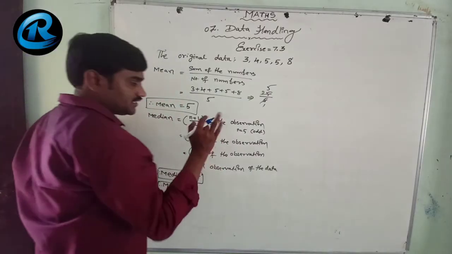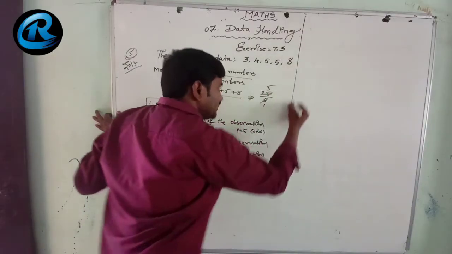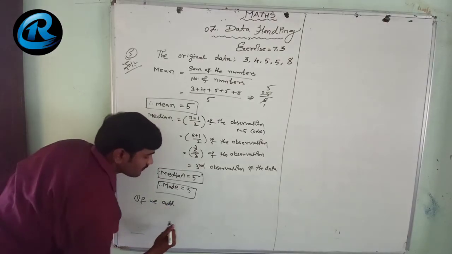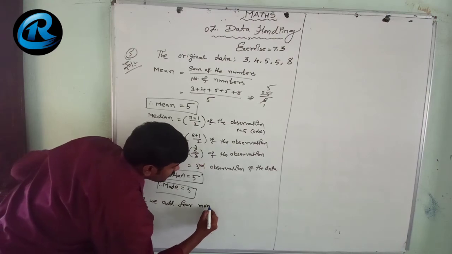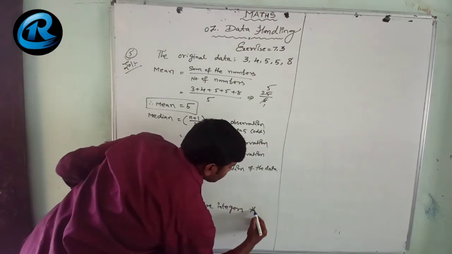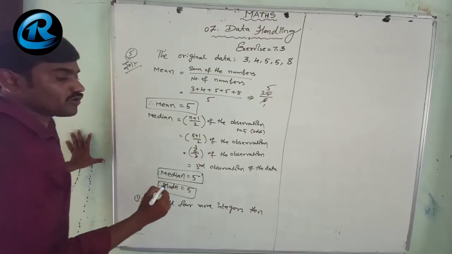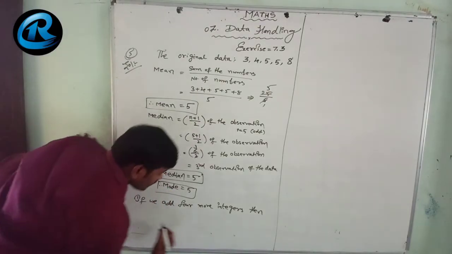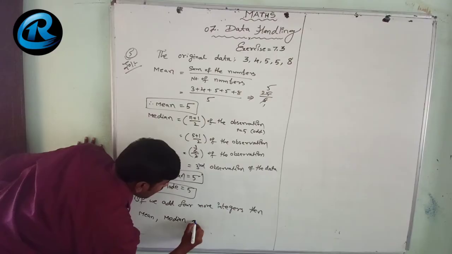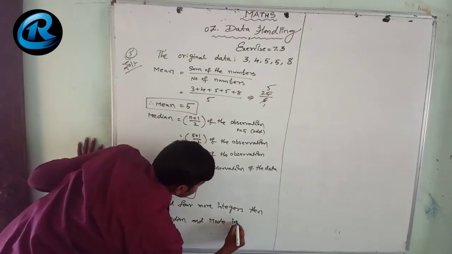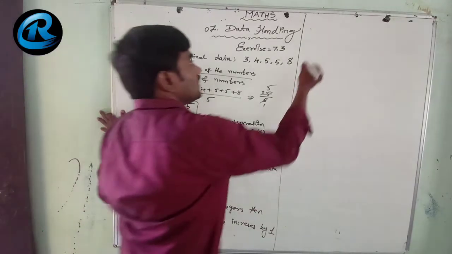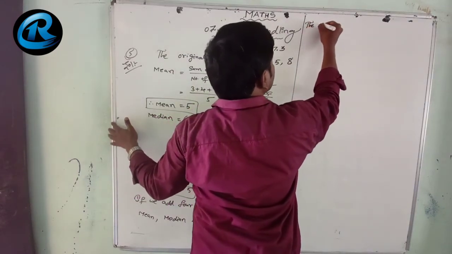If we add 4 more integers, then the mean, median and mode will each increase by 1.